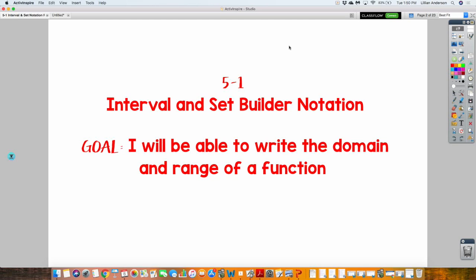So, we're talking about interval and set builder notation, semester, unit 5-1. You guys are going to be able to write the domain and range of a function. First off, raise your hand if you know what domain is.